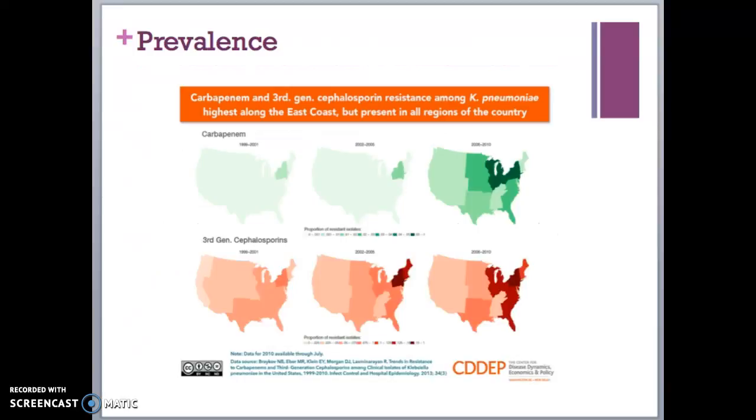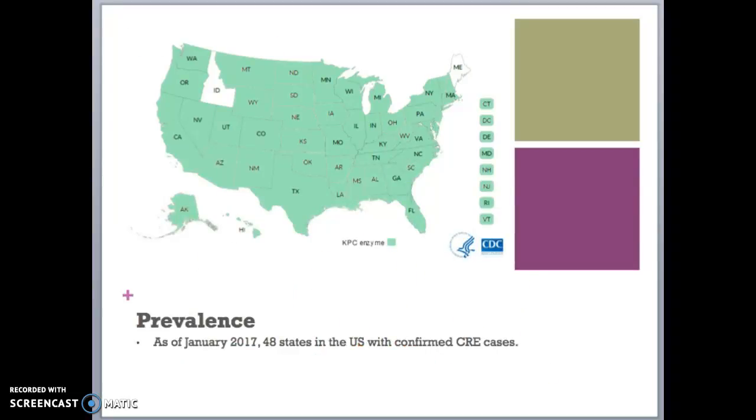This map shows the prevalence of carbapenem resistance on the top, and the bottom is third generation cephalosporin resistance, from 1999 to 2010. As the cephalosporins became resistant, the carbapenems began being used to treat these infections and also became resistant. This map shows prevalence of CRE infections with the KPC enzyme pathway as of January 2017, and only 2 states have not had a reported case so far.